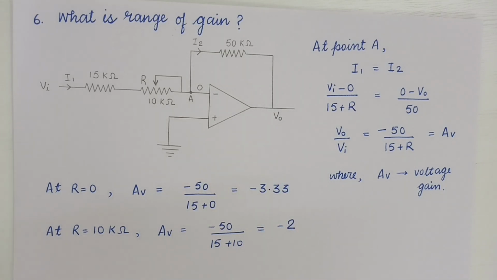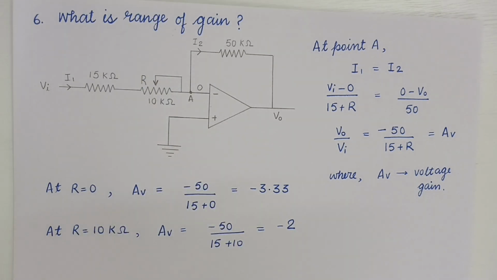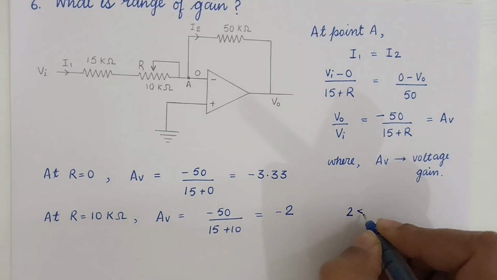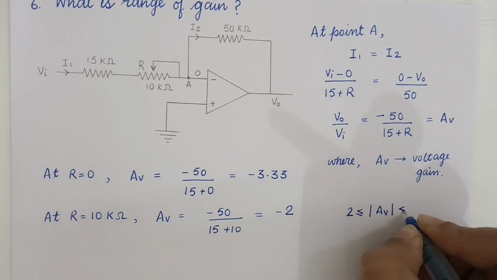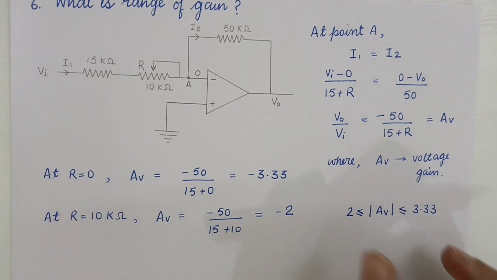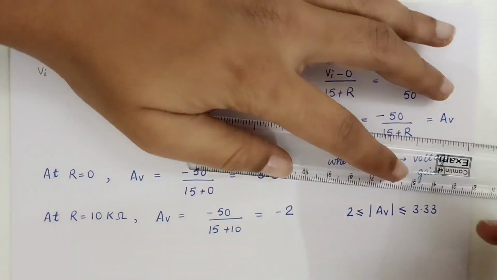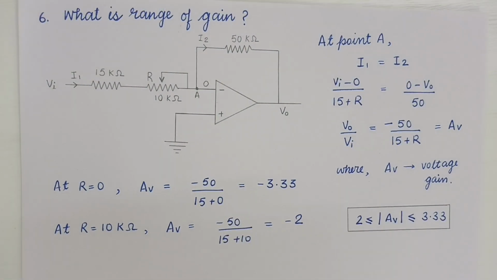But here you have to remember that gain is always represented in mod, which means the values will always be positive. Therefore, it will be written as 2 to 3.33 for the mod of voltage gain. So here we get the answer. It is the range of gain. Now let's move to the next question.